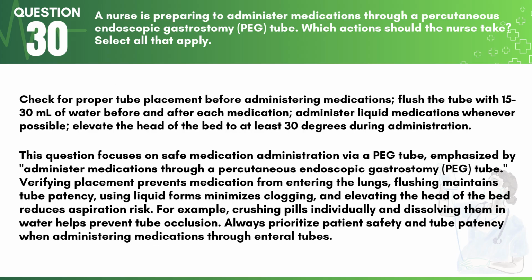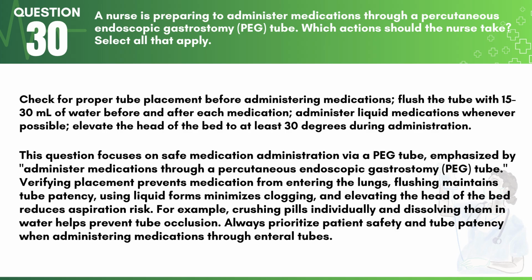Answer. Check for proper tube placement before administering medications. Flush the tube with 15 to 30 milliliters of water before and after each medication. Administer liquid medications whenever possible. Elevate the head of the bed to at least 30 degrees during administration.